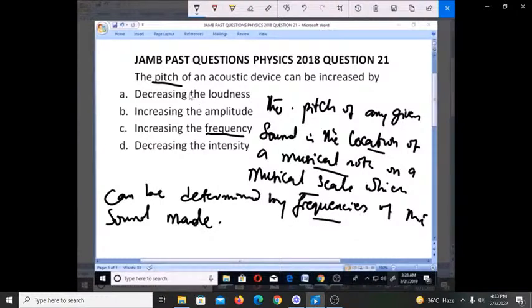So when you're talking about increasing the pitch, you are talking about increasing the frequency. And that makes option C the right answer. So whenever you have questions relating to pitch, know that you are talking about the frequency of sound. And if you want to increase the pitch, you have to increase the frequency. And that is the answer to the problem.